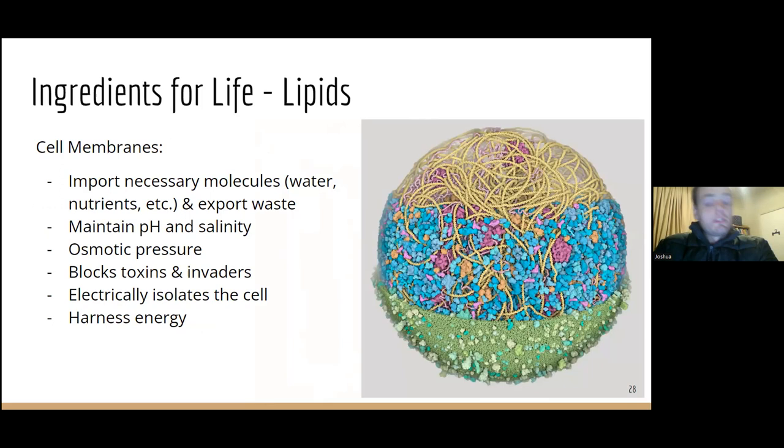It also electrically isolates the cell, which is important for harnessing the source of energy that cells use, and harnessing the energy that they get.